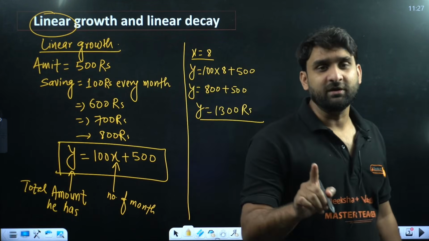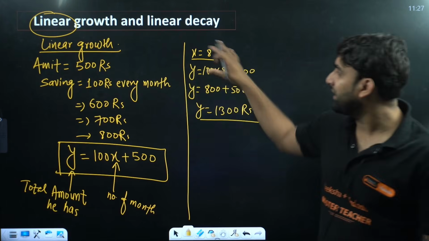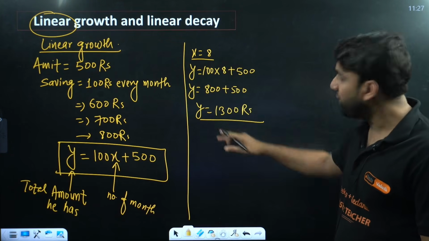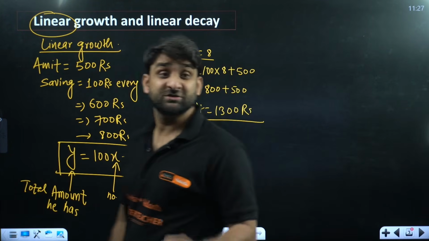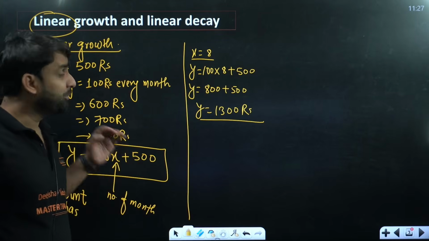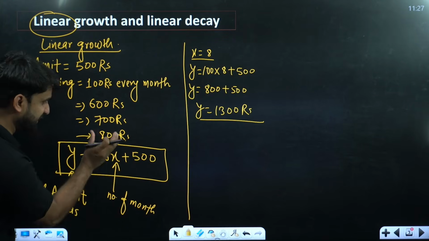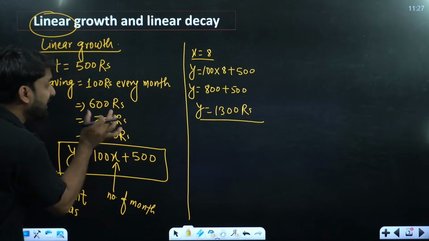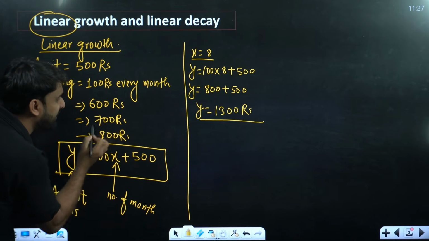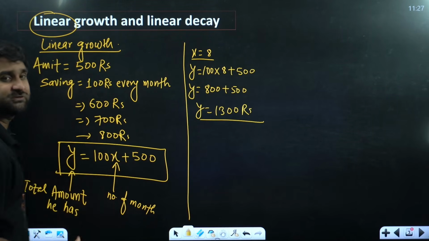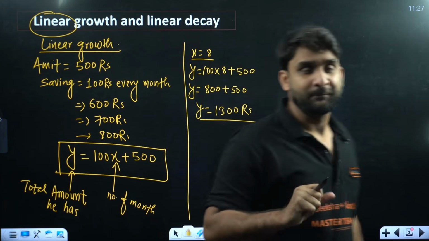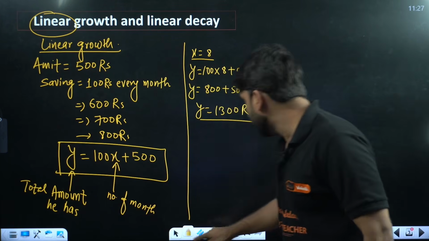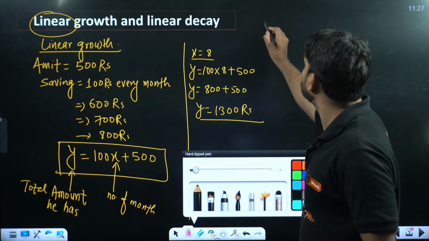The total saving that he will be saving after 8 months in his bank account is 1300 rupees. So this is called linear growth. I hope you are getting my point. The value is increasing steadily, not drastically, not stepping suddenly. It is increasing because the gap is 100. So such growth is called linear growth. I hope you are getting my point.